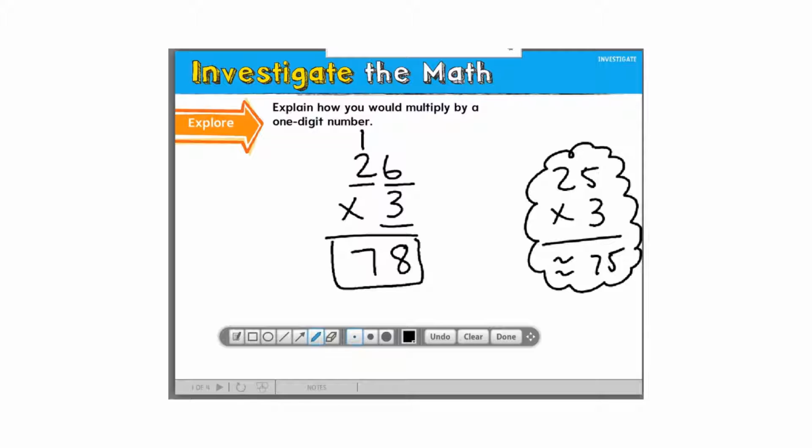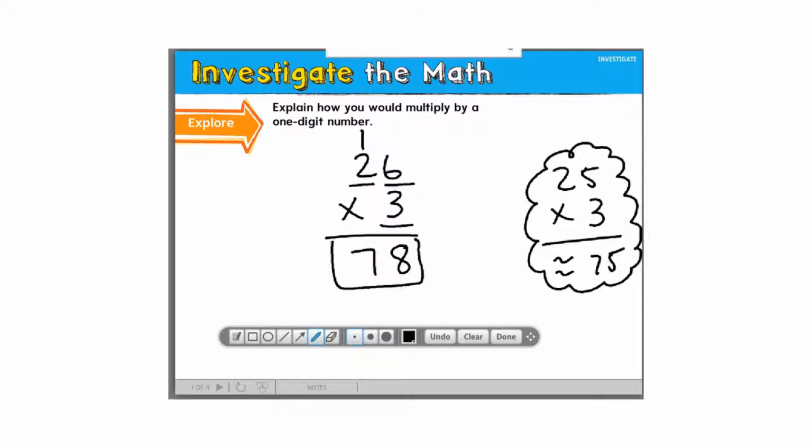3 times 6 is 18. So I carry the 1, regroup it, and I put the 8 underneath. 3 times 2 is 6, and I add the 1 that's on top of the 2, and that makes 7. So now my final answer is 78, which would make sense because my estimate was 75, and that's really close.